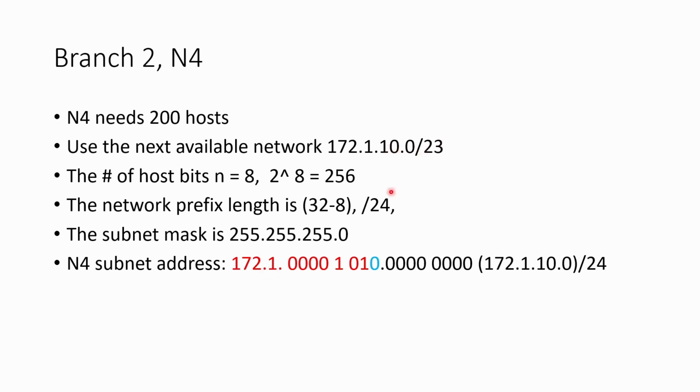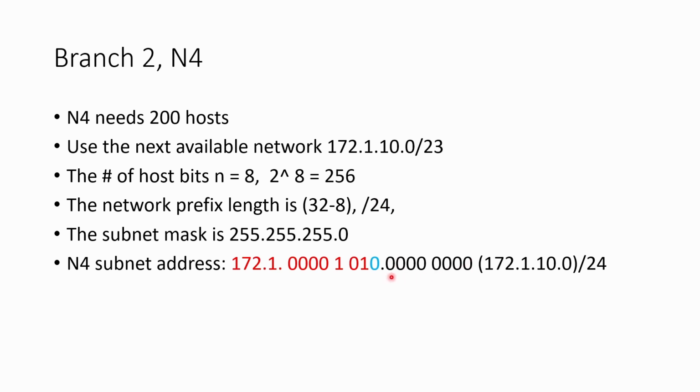Now, M4's subnet address is 172.1.10. Write 10 into binary. Then we can see the original network prefix length is highlighted in red. We borrowed 1 bit for subnetting, which created this /24.